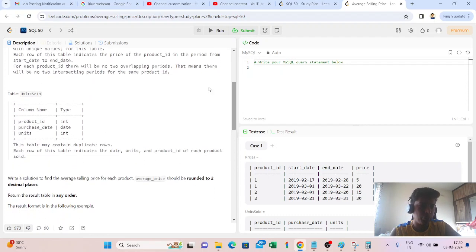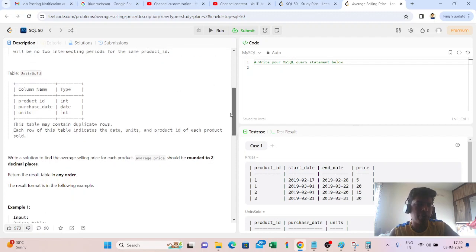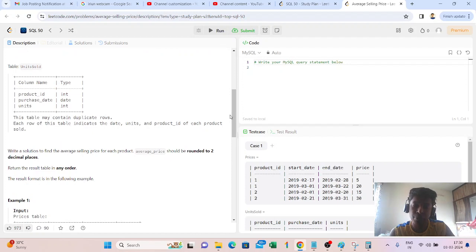The second table is units sold. This table may contain duplicate rows. Each row of this table indicates the date, units and product ID of each product. Meaning this table tells the number of products sold. So write a solution to find the average selling price of each product. Average price should be rounded to two decimal places. Return the result in any order. So again, we don't have to use an order by clause.